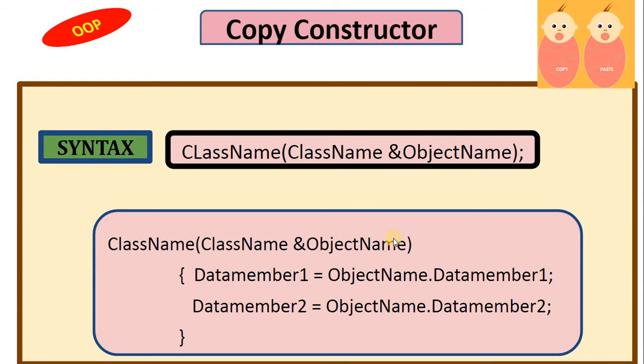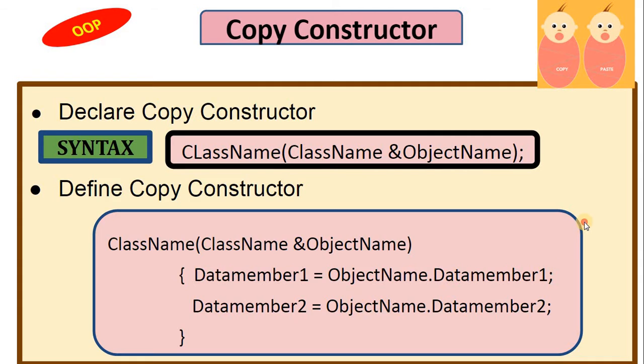The syntax to declare a copy constructor is class name, again class name, and ampersand object name. You have to write the parameter as an object. While defining, on the left hand side you write the data members which you are initializing, and you copy the values from the object: object name dot data member 1, object name dot data member 2. This means we are copying the value of the object name to the current object.